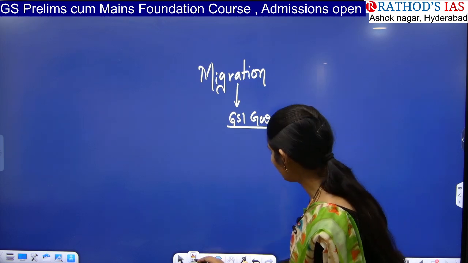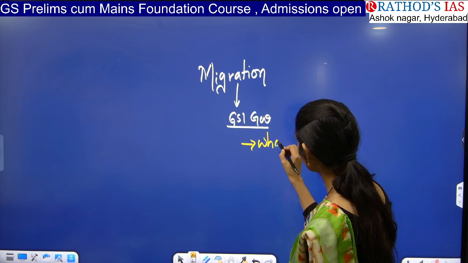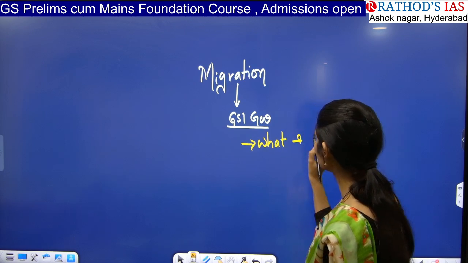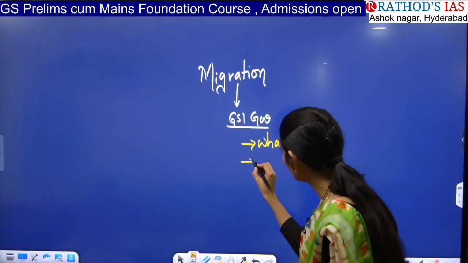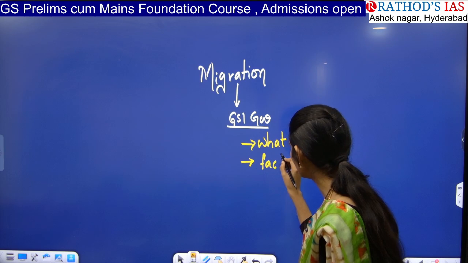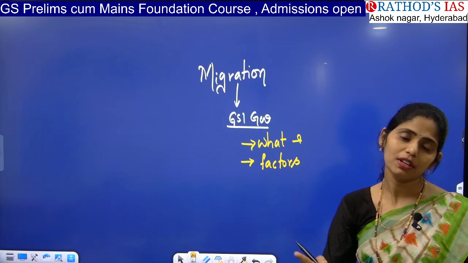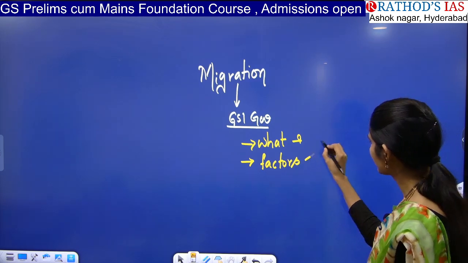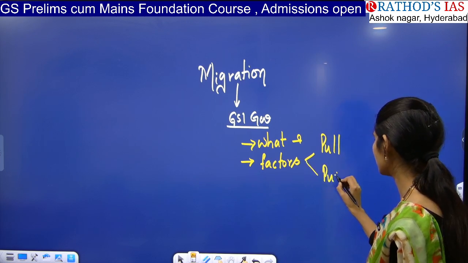Okay, so what are the dimensions you have to see? You have to see what is the meaning of migration. Migration is nothing but a movement of people from one area to another area. So you have to see what are the factors which are affecting migration. In these factors normally we have two types of factors. First one is pull factors, second one is push factors.